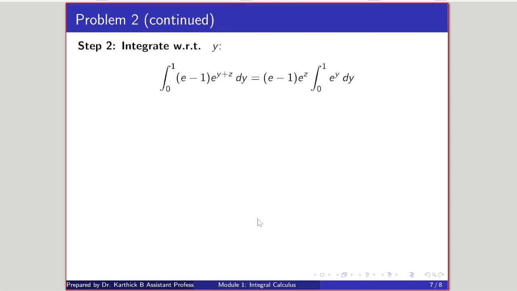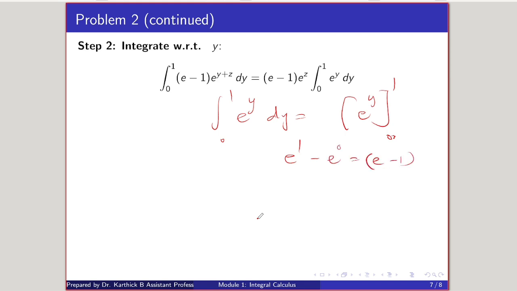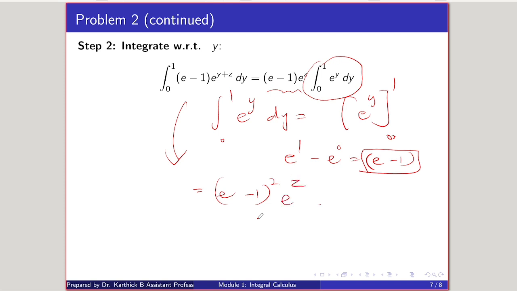I am taking out the second integral alone for simplicity. Here I am keeping e minus 1 as a constant and e power z separately. Again, the integral of e power y dy will be e power y. The limits are 0 to 1. So I am substituting the limits 0 to 1, and I will get e power 1 minus e power 0, which is e minus 1. With e minus 1 already there, finally for this integral, I get the answer e minus 1 whole square times e power z. This will be the answer.